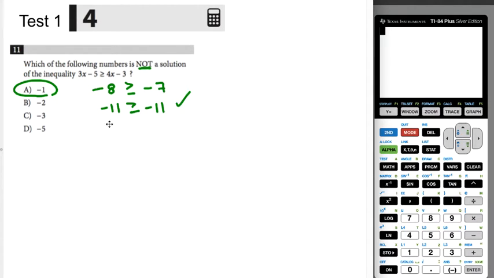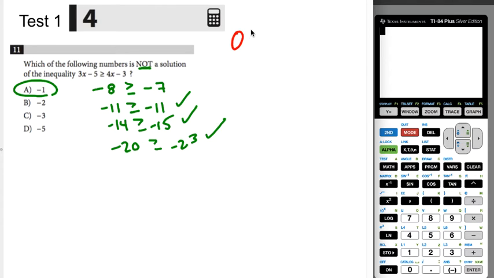When I plug in the -3, I get a -9 and a -5, so that's a -14 is greater than or equal to. This would be a -12 minus a 3, and that's a -15, and that's true. -14 is bigger than -15. And when I plug in a -5, I get -15 minus 5, so that's -20, is greater than or equal to, and on this side I get a -23, and sure enough, -20 is a larger number than -23, so that's true. So it is letter A, which is -1.